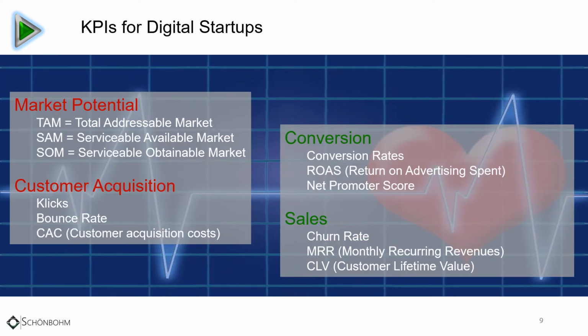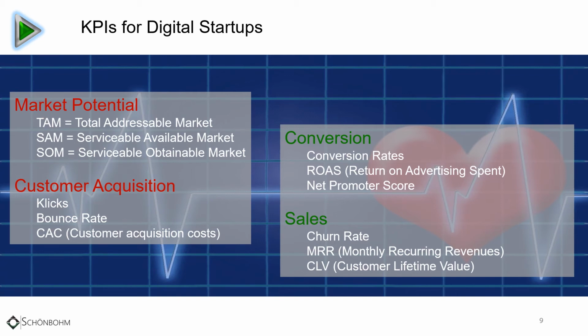So let's have a brief detour for digital startups. Digital startups usually have different numbers that are important, and we've seen some popular numbers and KPIs in that area. So the first one is about market potential, the first area, the total addressable market, TAM. Basically the world, or maybe if we have a product or service that's made for elderly people, then this market is reduced.